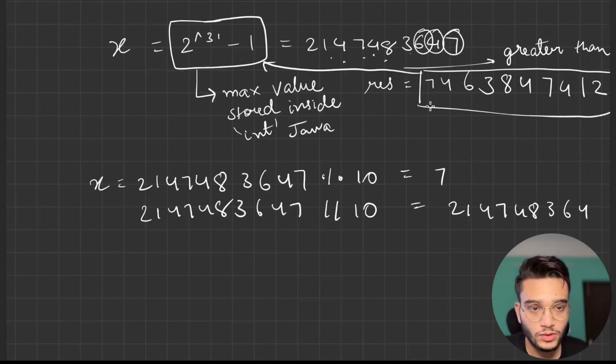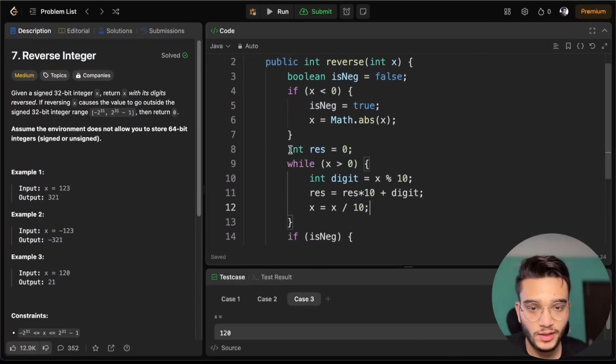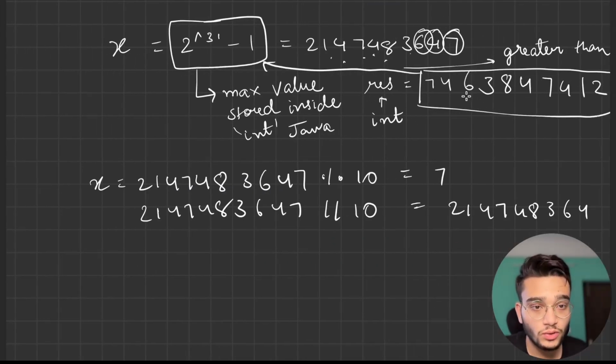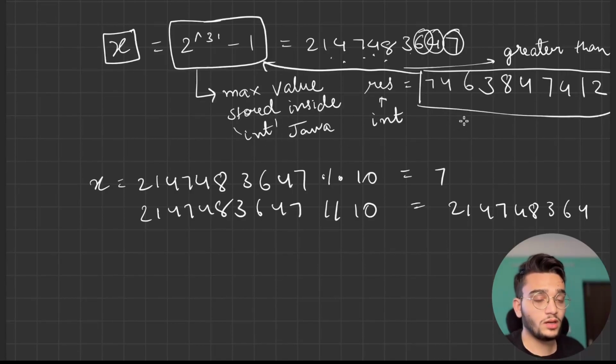So this res variable is an integer in Java. As you can see here, our res is int in Java. Our program would actually not behave as expected if you try to store a value which is greater than the maximum value which can be stored inside an integer in Java, then that may not behave properly.